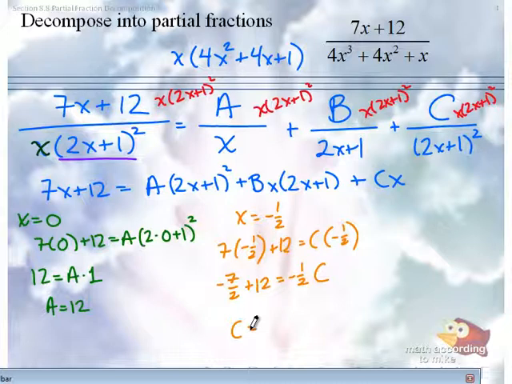I got negative 17. This would be 24 halves. All right, to solve for A, we put in 0 for x. You get A to be 12. To solve for C, we put in x to be negative 1/2. We get negative 17. So put your C in.